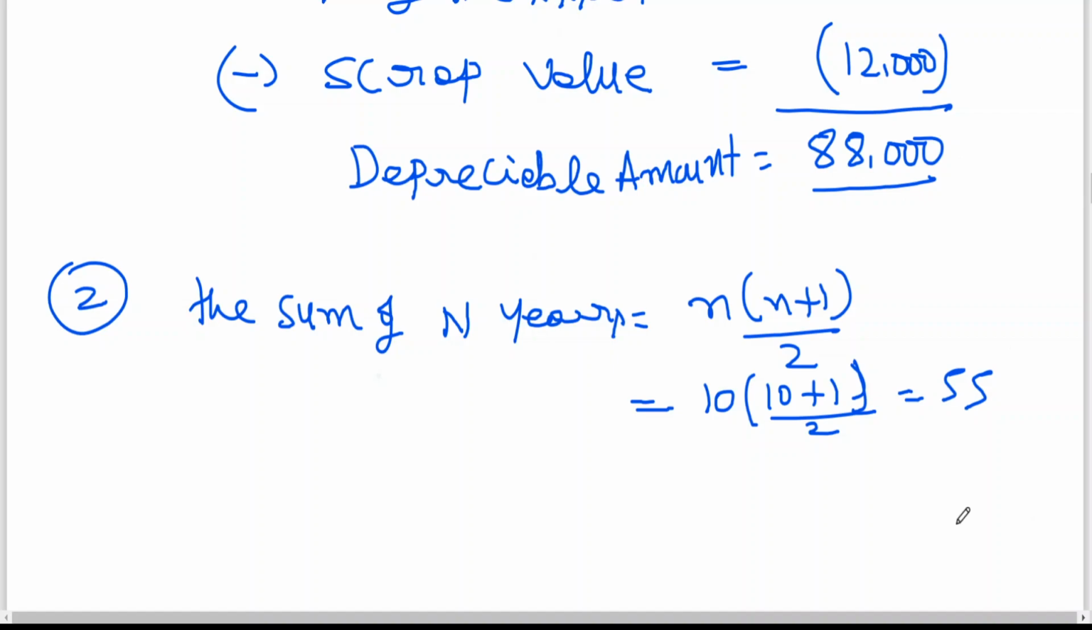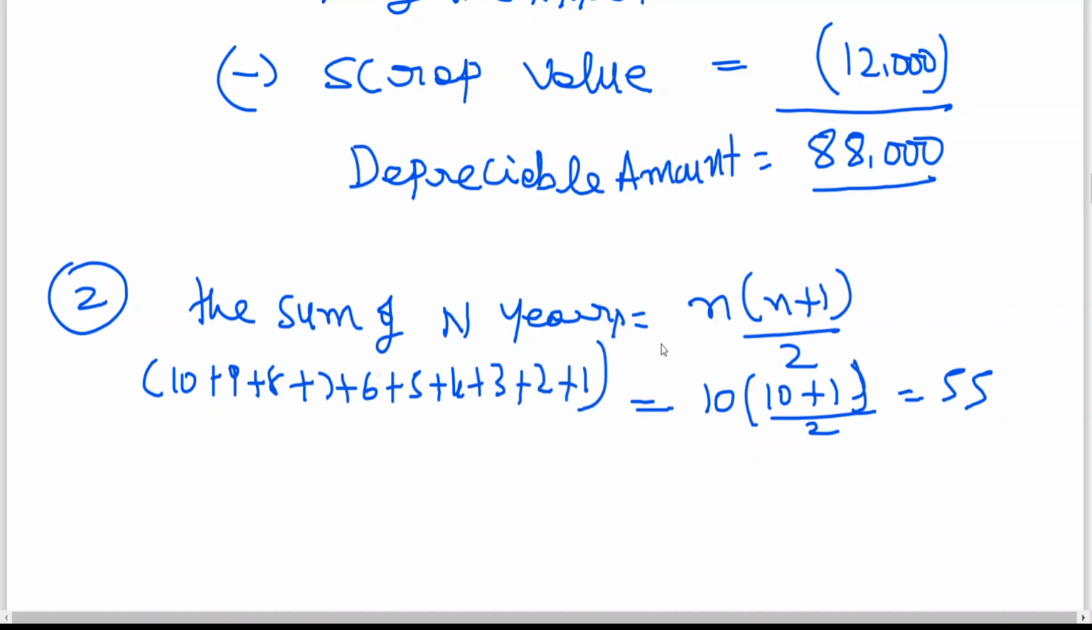Okay, you can see how we have done. Even if you do 10 plus 9 plus 8 plus 7 plus 6 plus 5 plus 4 plus 3 plus 2 plus 1, the sum of n years, instead of doing this we are going by this formula. It's a waste of time. This is simple, no? Even if you calculate all this, the sum of n years is coming 55. So now I got the depreciable amount, I got the sum of n years.